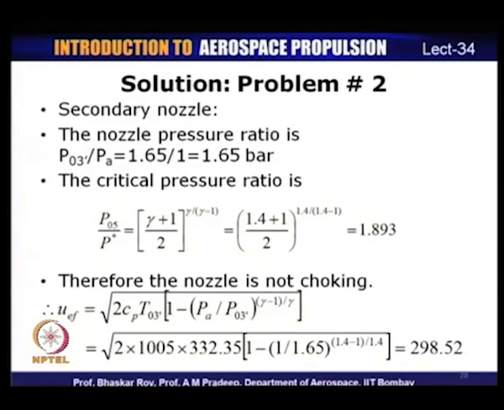Now, for the secondary nozzle, we again check for choking. Here the nozzle pressure ratio is less than the critical pressure ratio, which means the secondary nozzle is not choking, and therefore, the secondary nozzle exit velocity is calculated as square root of 2 Cp T03 prime into 1 minus (Pa by P03 prime) raised to (gamma minus 1) by gamma. So, this comes out to be 298.52 meters per second.